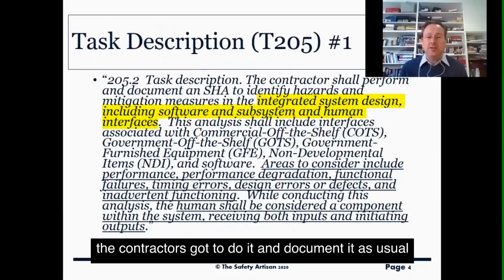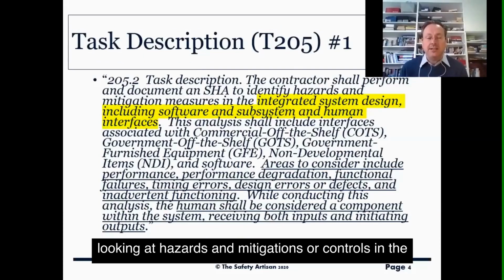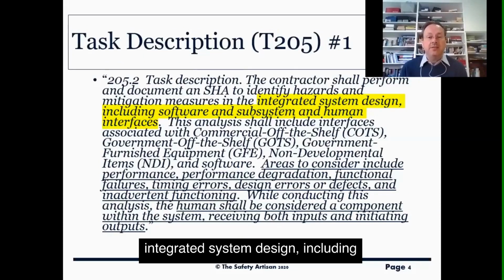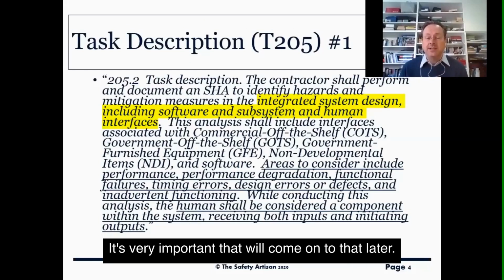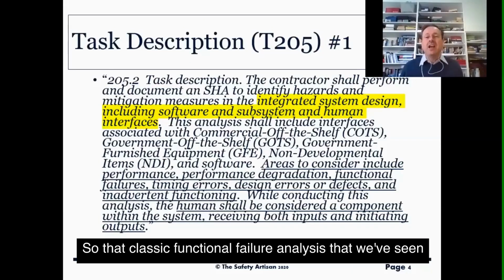Okay, the contractor has got to do it and document it as usual, looking at hazards and mitigations or controls in the integrated system design, including software and human interfaces. Very important that, we'll come on to that later. So that's the classic functional failure analysis that we've seen before.